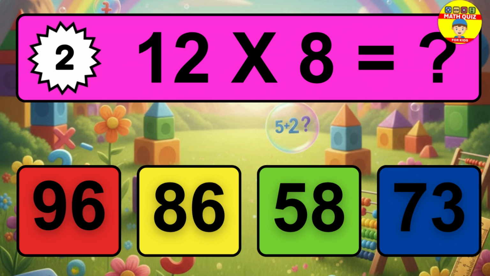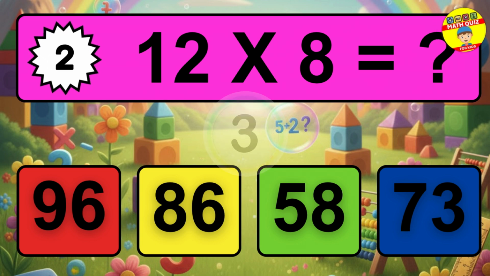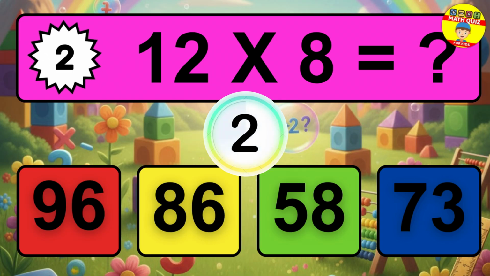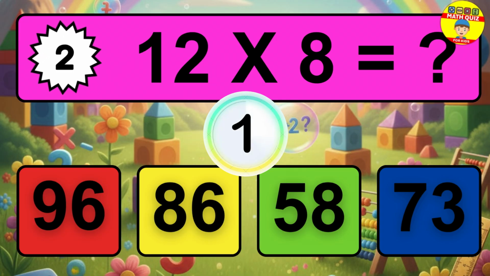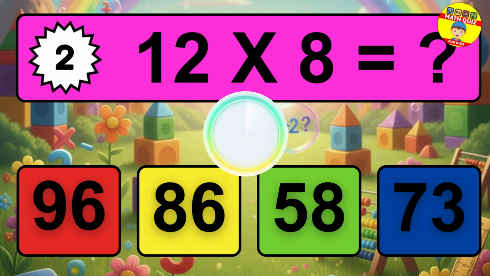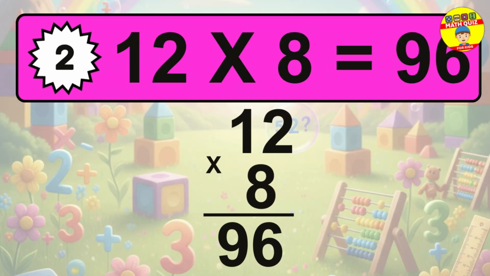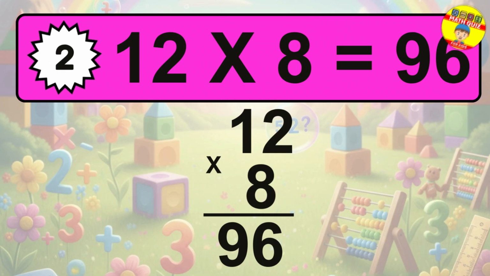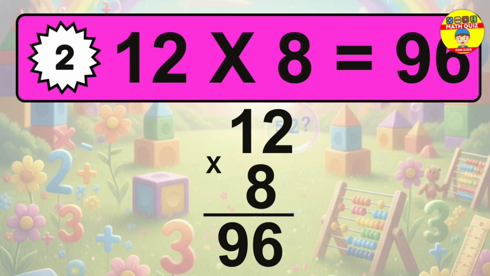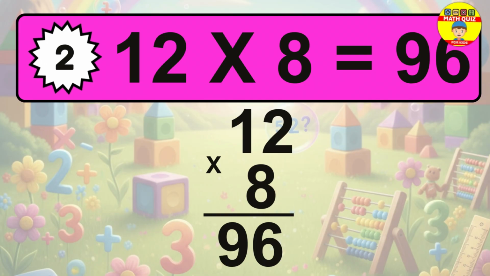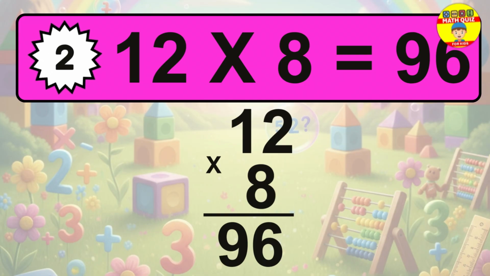Question 2. 12 times 8 equals what? So, the answer is 12 times 8 is 96. To calculate, we have 12 groups with 8 balls each one. So how many balls do we have? 96 balls.